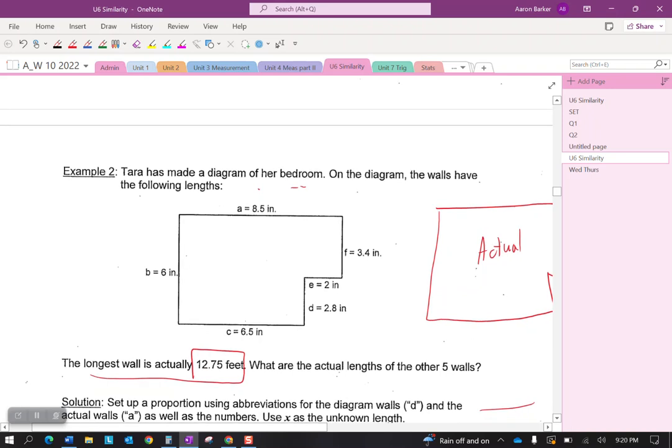So, example number 2, we have a diagram of a bedroom. Here is the diagram of the bedroom with the measurements written on for all the sides. But this is the diagram measurements, so keep that in mind. Let's write that down. Okay, this is their diagram.